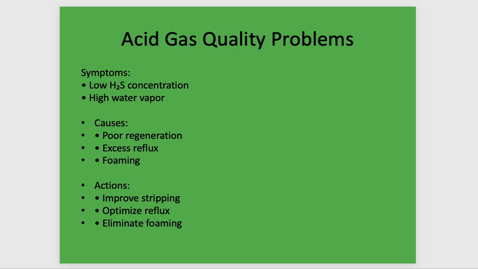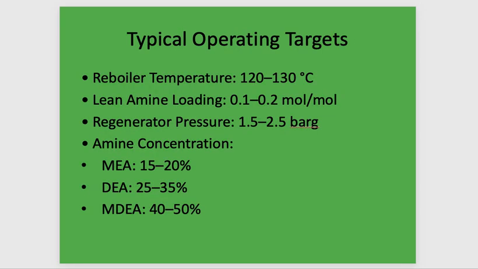Acid gas quality problem. Yes, because when you regenerate the amine unit, you will get some acid gas going to the sulfur production plant, and there is a quality requirement for this acid gas. This quality can go in the wrong direction. Why? Because of poor regeneration, excess reflux, or foaming. The action will be to improve the stripping by adjusting the steam ratio and optimizing the reflux, and there is a ratio for the reflux also, and to eliminate foaming by injecting anti-foam.